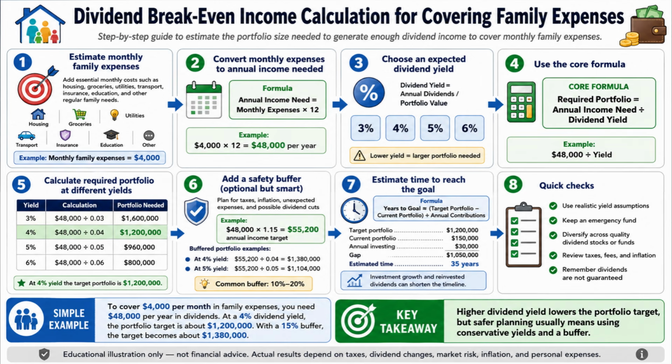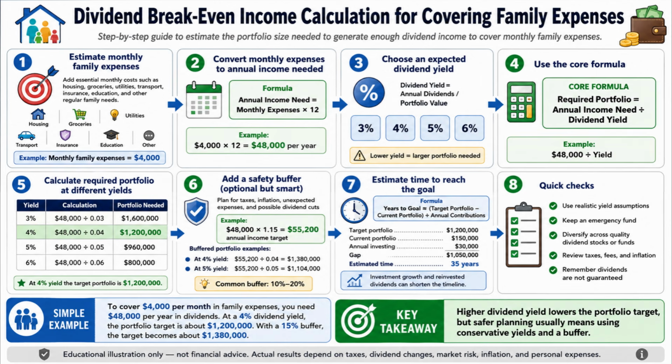At a 4% yield, $55,200 divided by 0.04 equals $1,380,000. At a 5% yield, $55,200 divided by 0.05 equals $1,104,000. This gives a more conservative target and may provide more peace of mind for family planning.